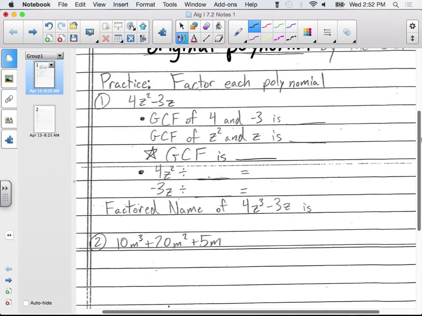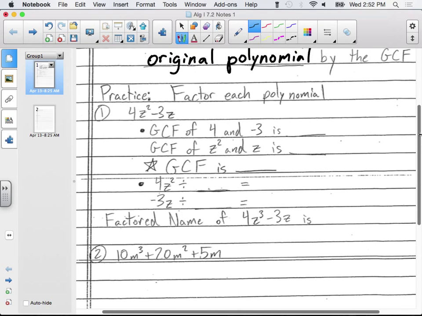Alright, so just practice. Number one there, factor each polynomial. What do we do with subtraction signs? Add the opposite. So we find the greatest common factor. We do it in two steps. First we do the number portion. Our two numbers in this one are 4 and negative 3.